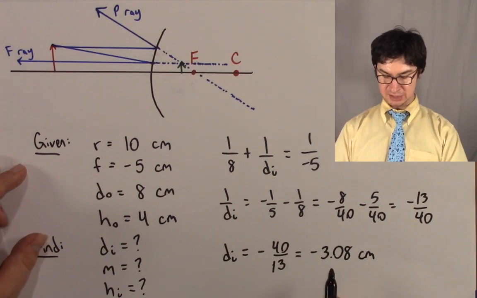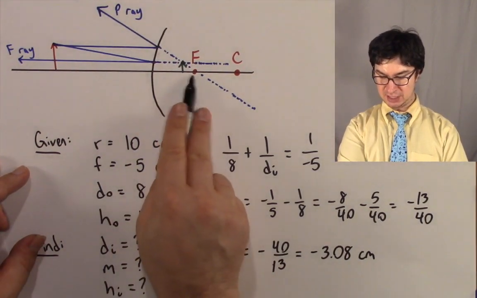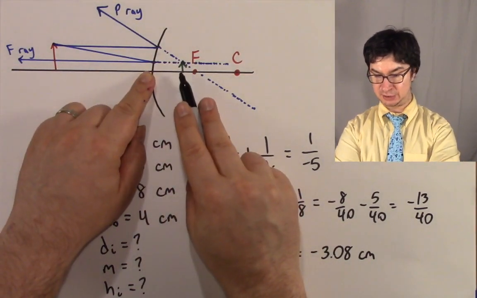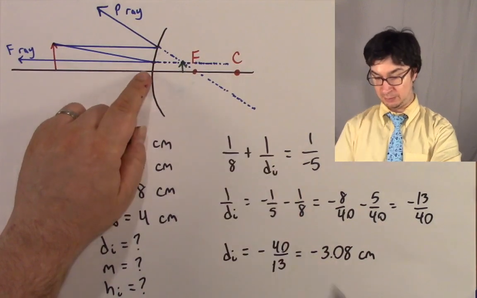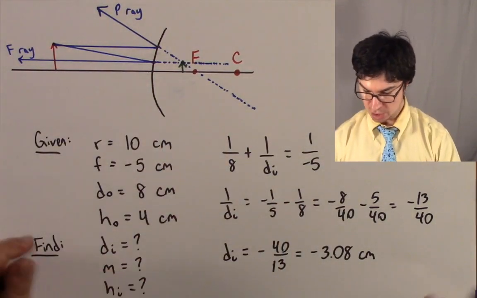Now, does that make sense? Well, the focal length was -5. Does it make sense that the image distance has a magnitude less than 5? Yes. So if this is 5, it makes sense that this distance has a magnitude of less than 5, or 3.08. Looks perfect. Okay, so this image distance looks good.